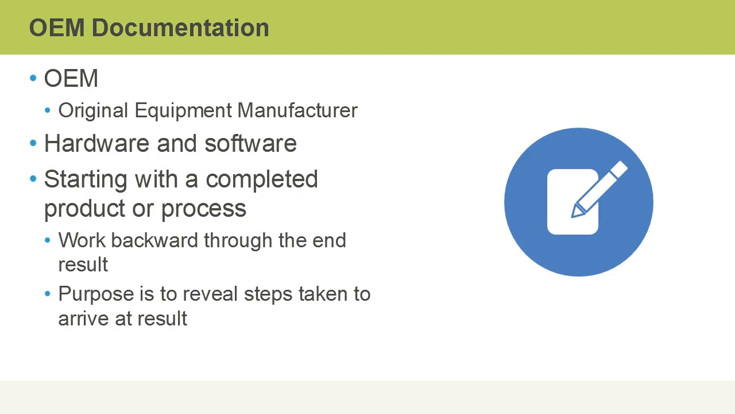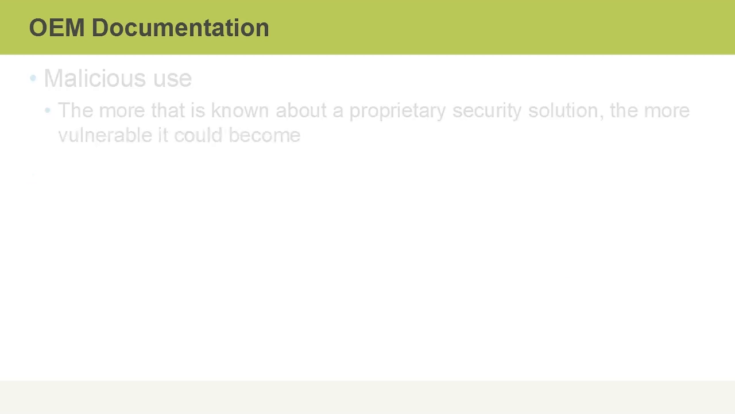Now, we can start with the completed product or process and work backward through the end result to reverse engineer some kind of an OEM solution. The purpose of reverse engineering is to reveal steps that were taken to arrive at a result. And often this is done to deconstruct some problem that we've encountered or to deconstruct something to ensure it's been built in a secure manner.